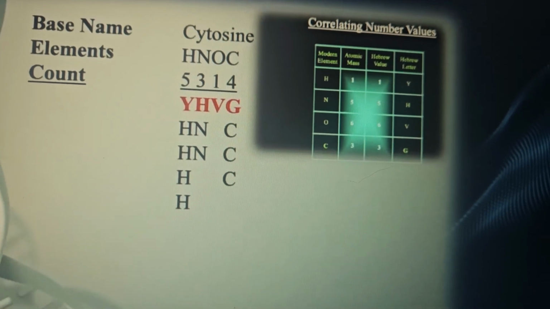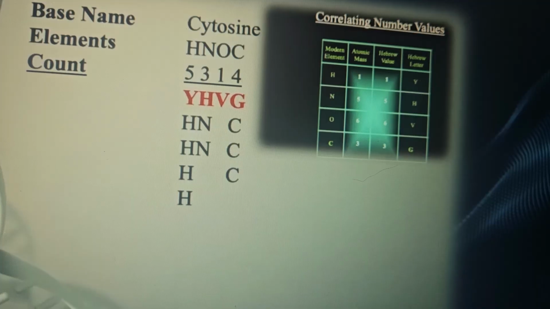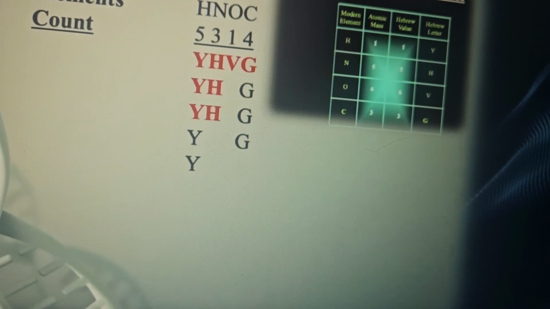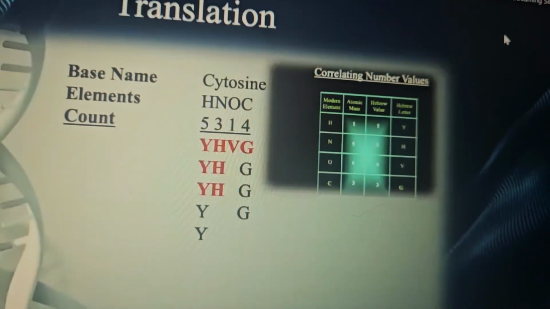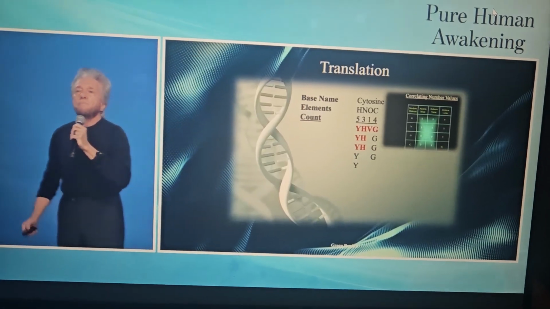You put that back into the strand of DNA, and what you have is YHVG, YHYH. All right, and you can see exactly where that comes from. If you know Hebrew, you're already seeing it happen right here. Once again, we could do this in Arabic, Sanskrit, cuneiform.